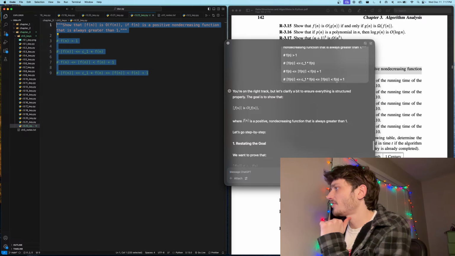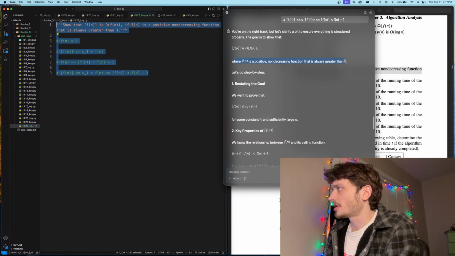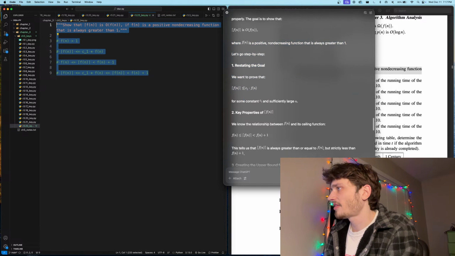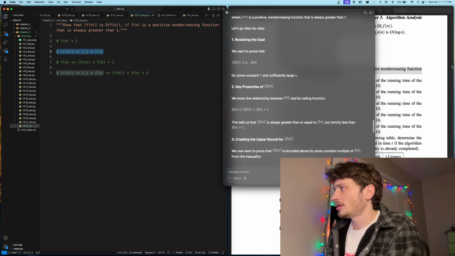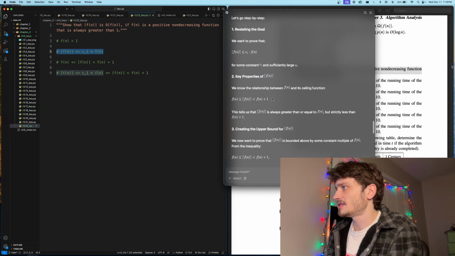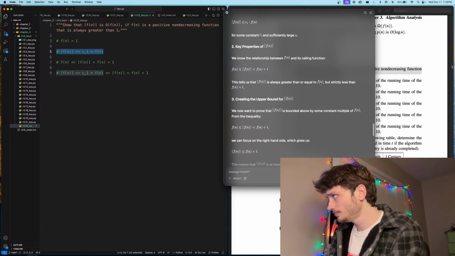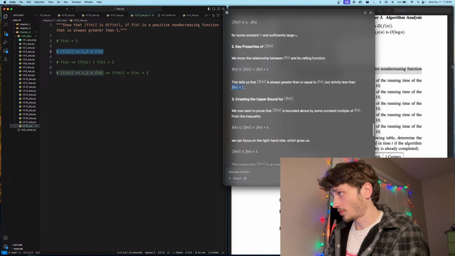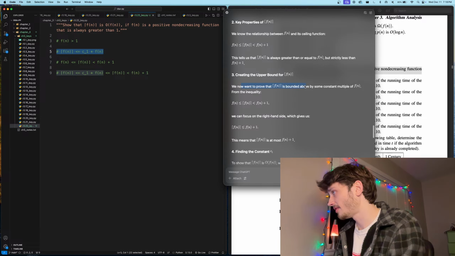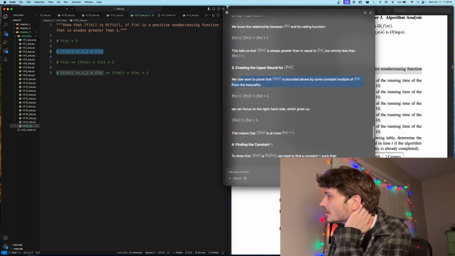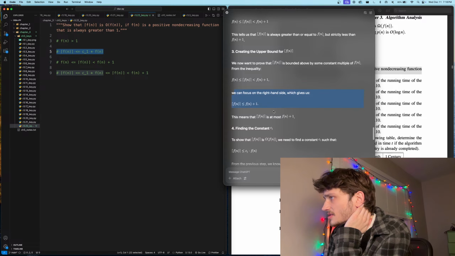You're on the right track, but let's clarify a bit to ensure everything is structured. So where f of n is a positive, non-decreasing function that is always greater than 1. Let's go step by step, restating the goal. We want to prove that the ceiling of f of n is less than or equal to some constant times our function of n, for some constant c1 and a sufficiently large n. So we know that the relationship between the ceiling and f of n is this statement here. This tells us that the ceiling of f of n is always greater than or equal to the function of n, but less than f of n plus 1, creating the upper bound for the ceiling of f of n. We now want to prove that the ceiling of f of n is bounded above by some constant multiple of f of n from the inequality. Got you. We can focus on the right-hand side, which gives us this part.